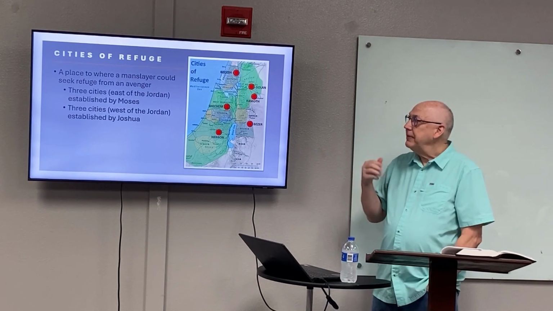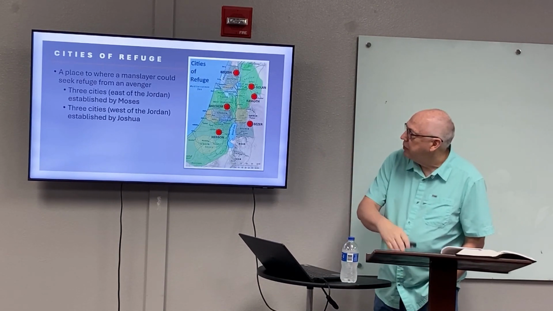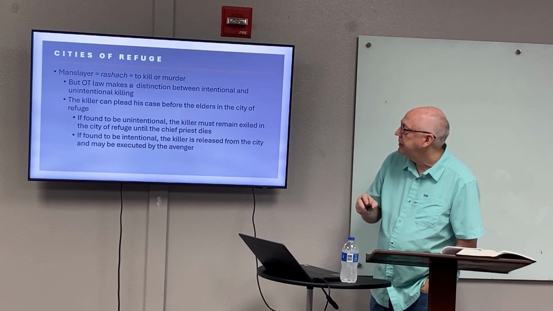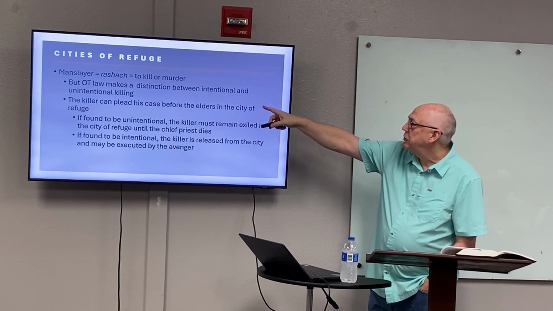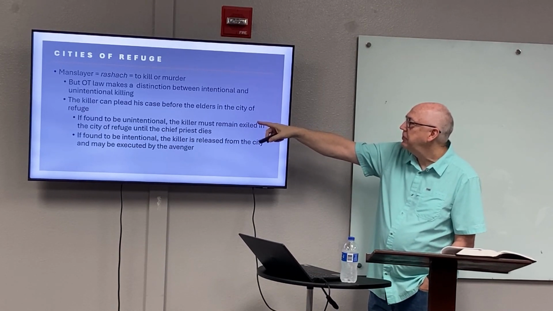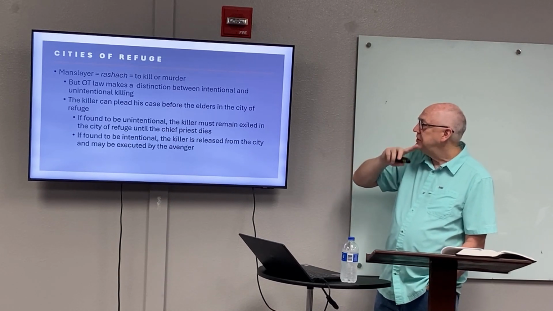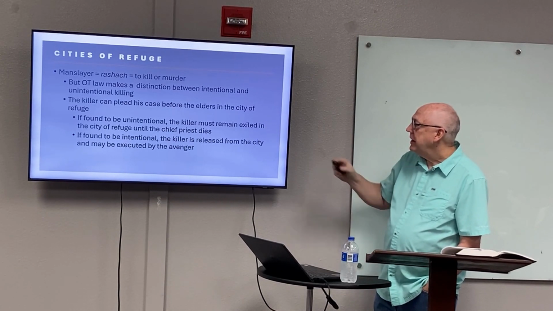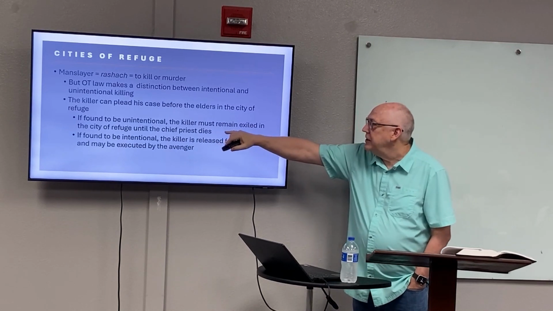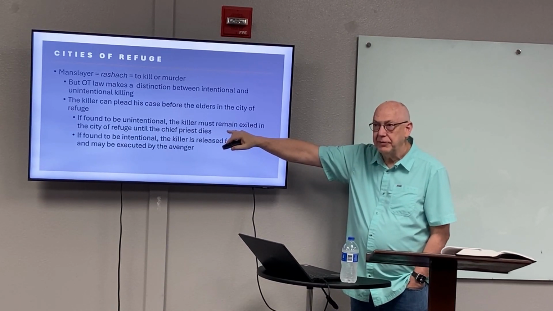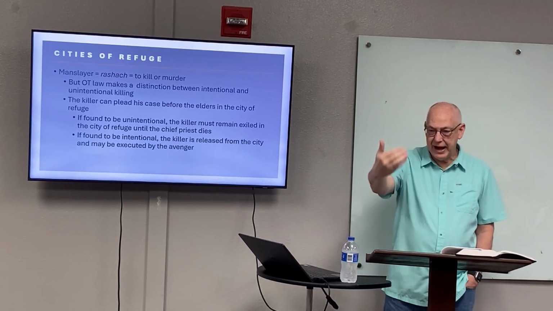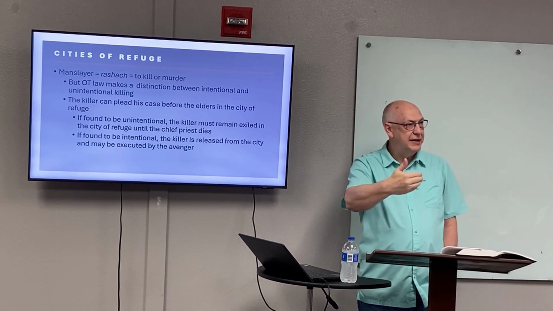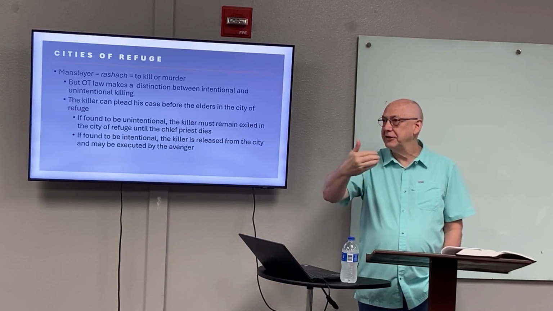So the elders, okay, so the elders, I thought I put this in the notes here, but maybe I didn't. There, is that it? Yeah, okay, so the Old Testament law makes a distinction between intentional and unintentional. The killer can plead his case before the elders of the city of refuge. Okay, oh, here it is. If you're found to be unintentional, the killing, then you can stay, you can remain in the city of refuge, but they will grant you access, but you have to remain in the city until the chief priest dies.